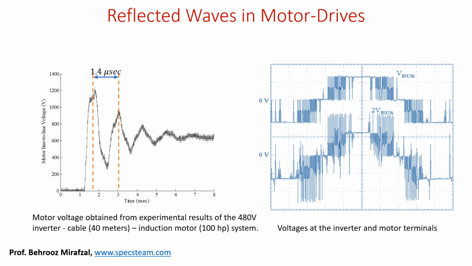So that voltage actually puts stress on the windings, and it can cause some leakage currents between the windings and also between the winding and the frame of the motor.